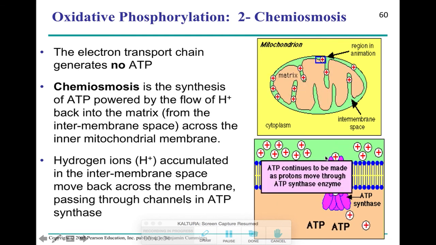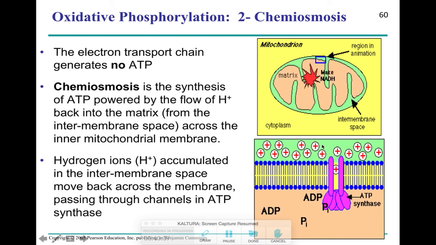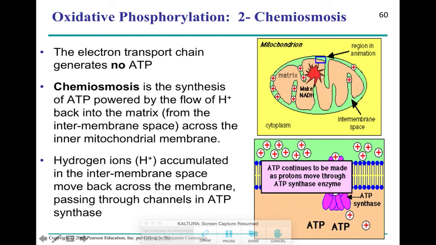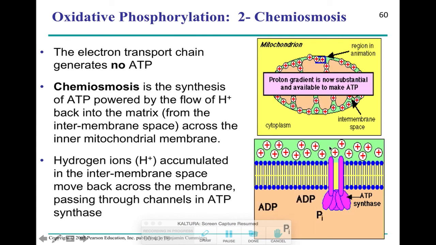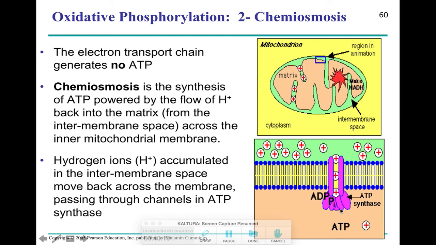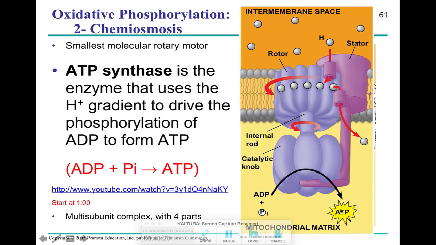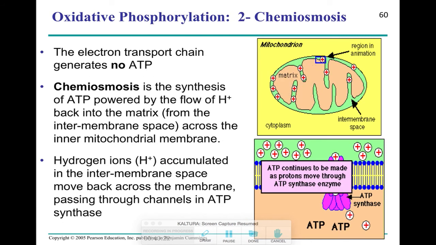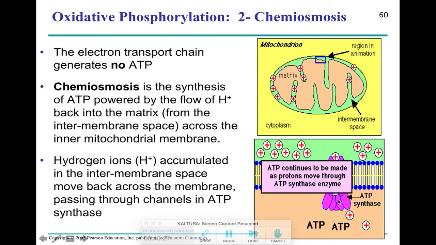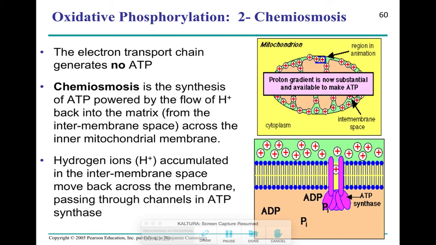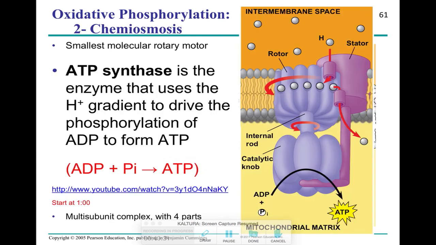One more time. Chemiosmosis is diffusion of hydrogen ions through ATP synthase from intermembrane space of mitochondria through ATP synthase to mitochondrial matrix. This is called chemiosmosis. Chemiosmosis, which is substage of oxidative phosphorylation, will make or regenerate ATP.